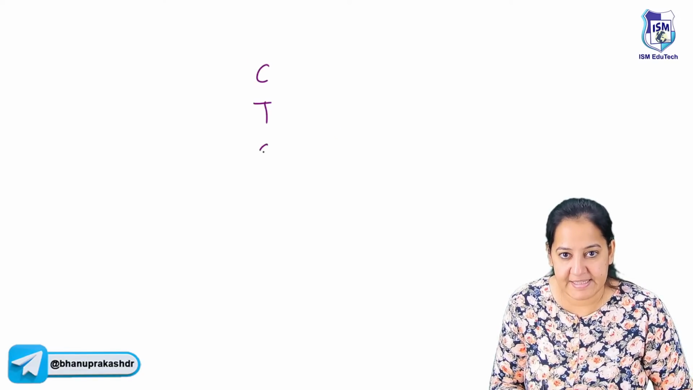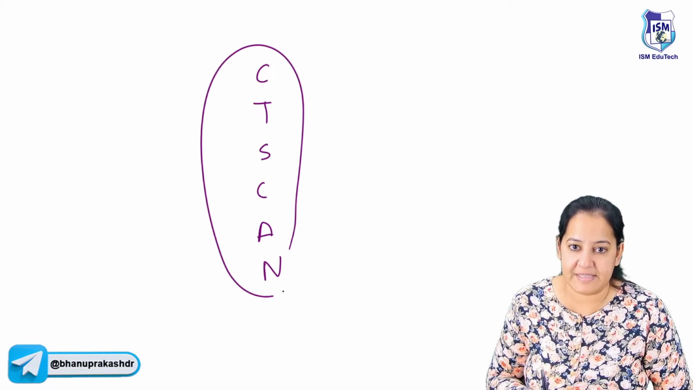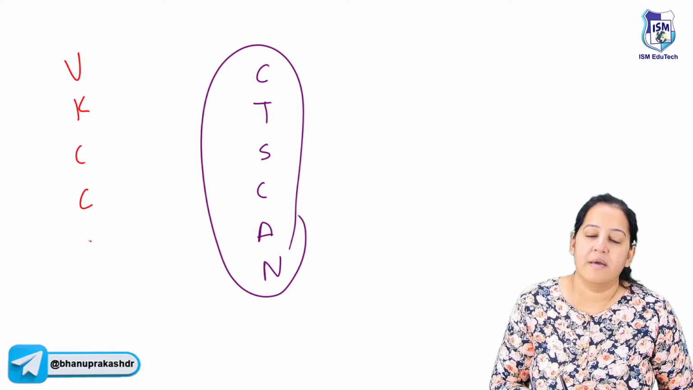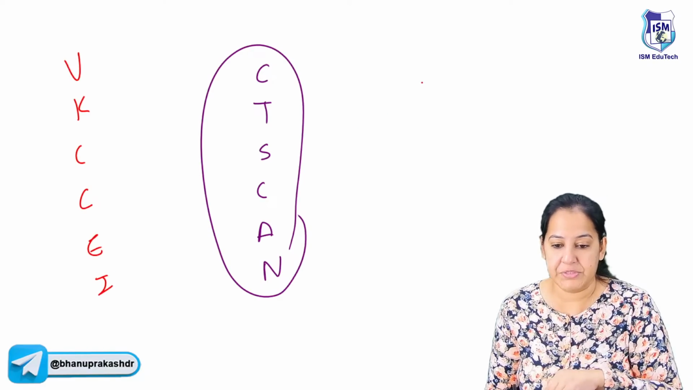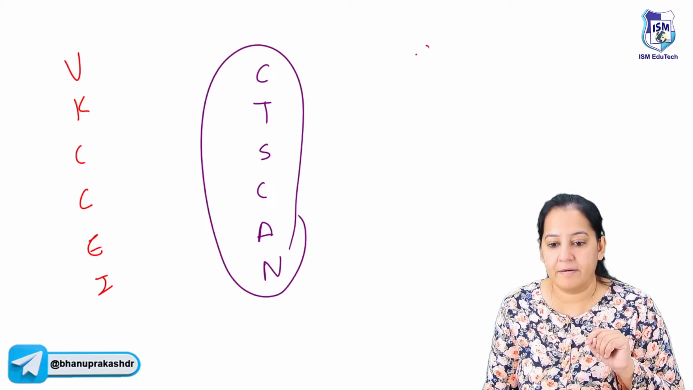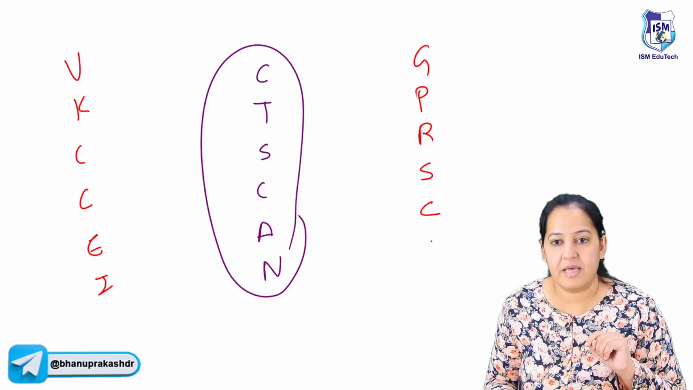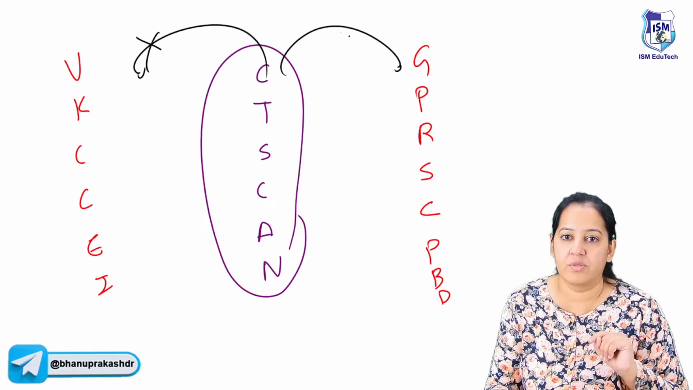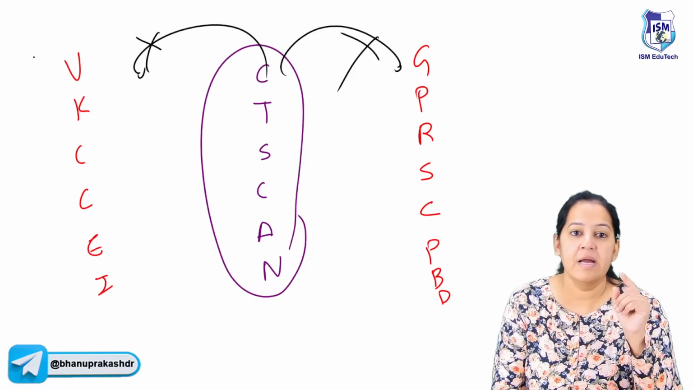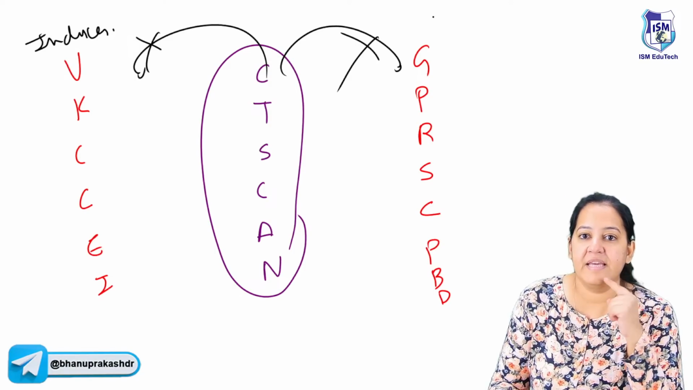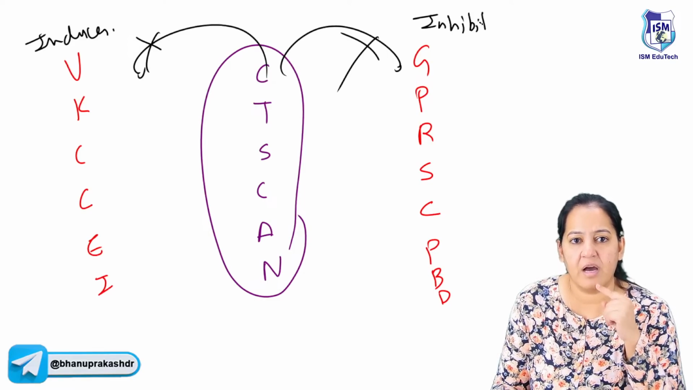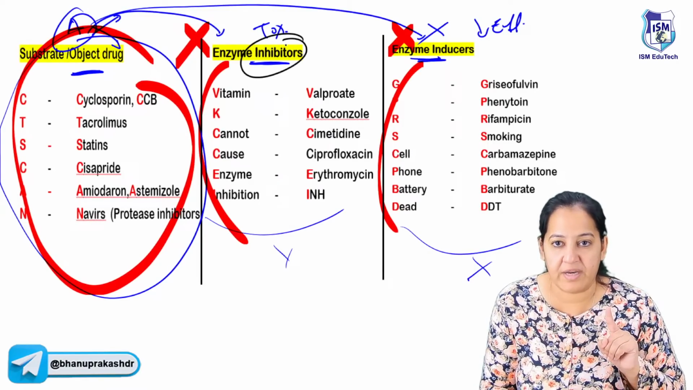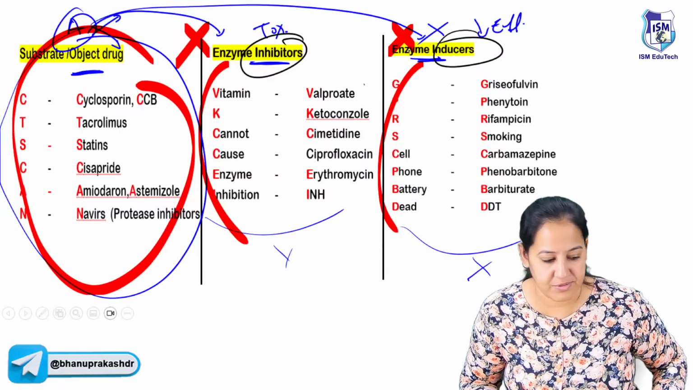So I mean to say, the substrate drug is CT scan. First learn the full form of CT scan. Never give CT scan with the inducers. The inducers list is GPRS, cell phone battery dead. So never use this combination also, and never use this combination also. Everyone give me a thumbs up. These are inducers and these are inhibitors. I have said it reverse, I guess. Vitamin K is the inhibitor. I have written it opposite. The vitamin K mnemonic is for inhibitors, and GPRS, cell phone battery dead is for inducers. I hope you all got it.